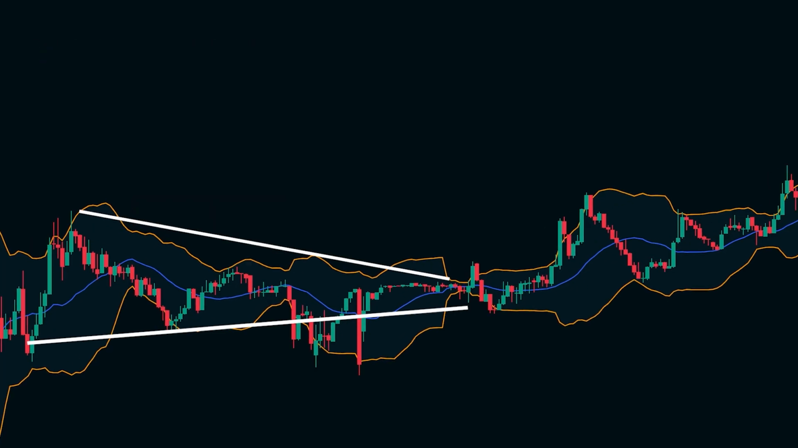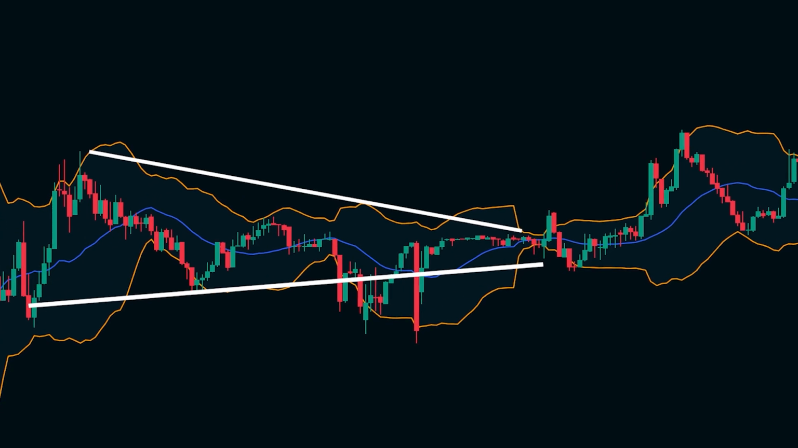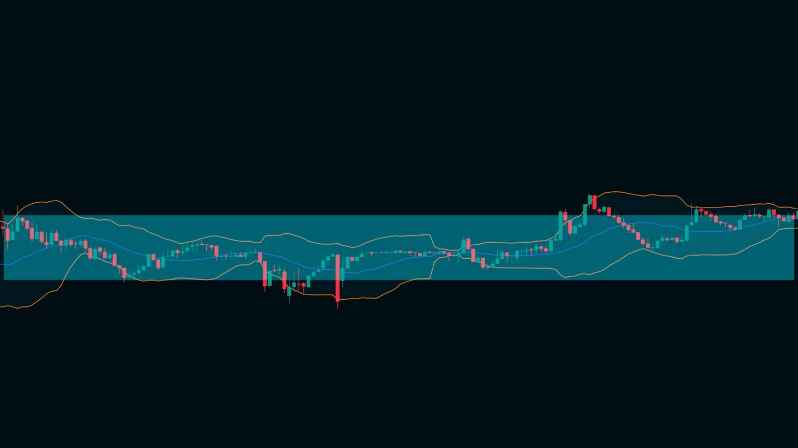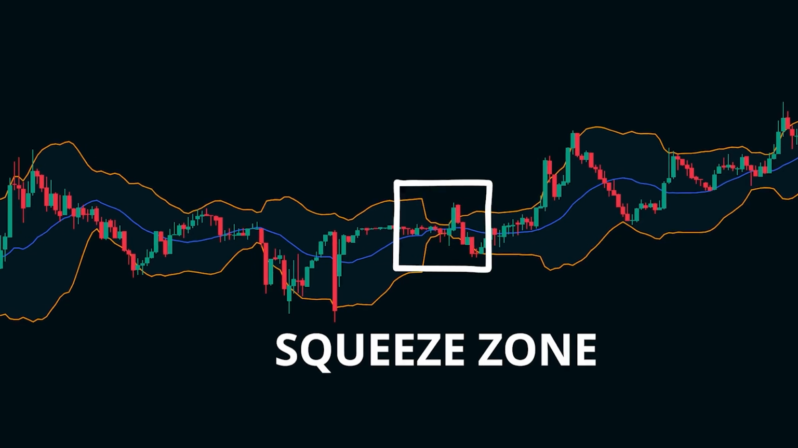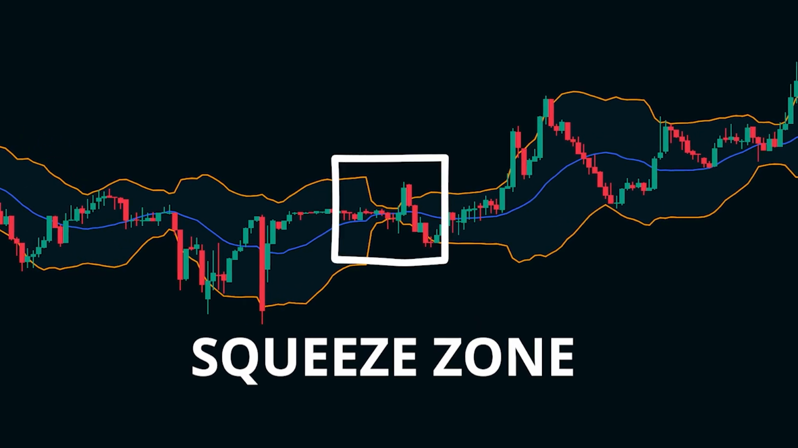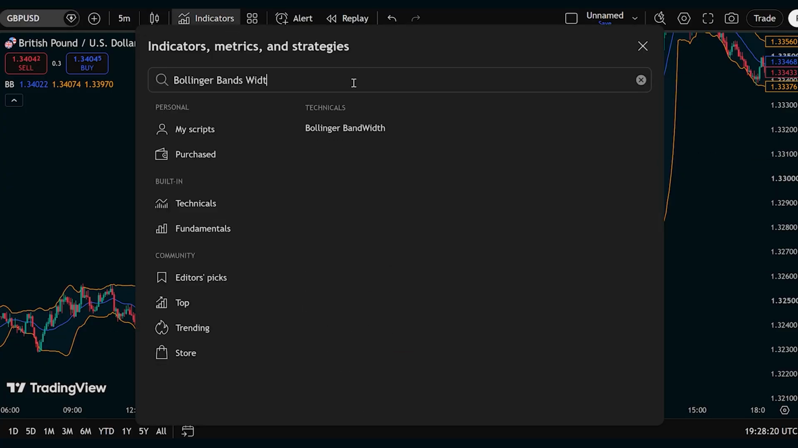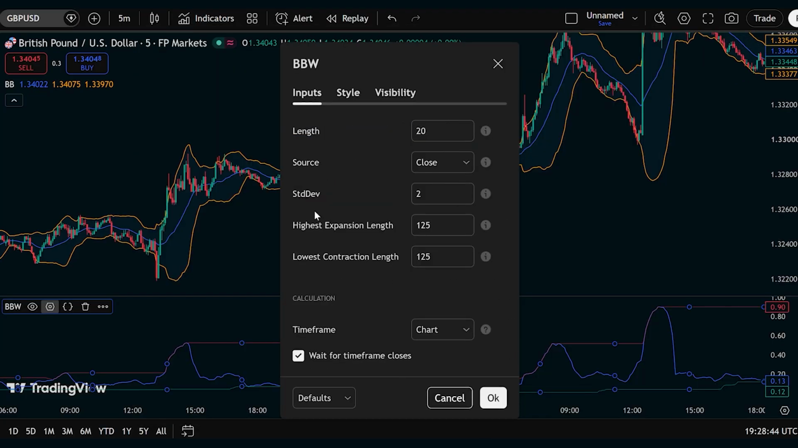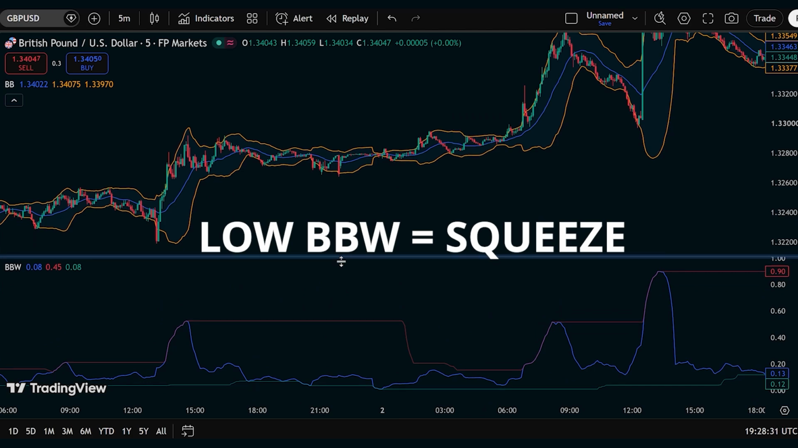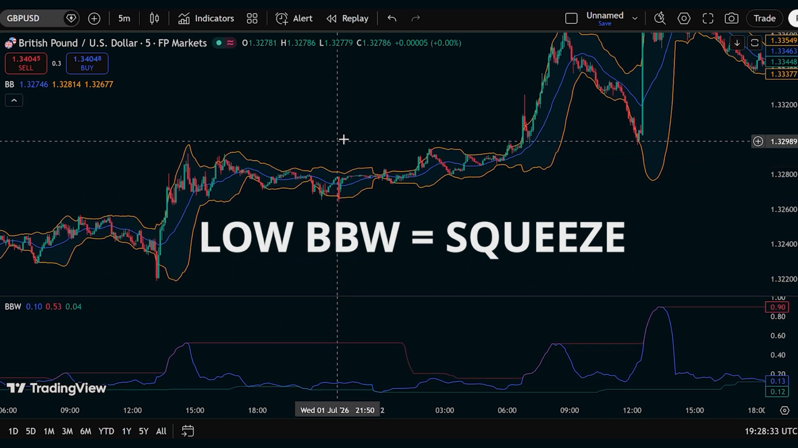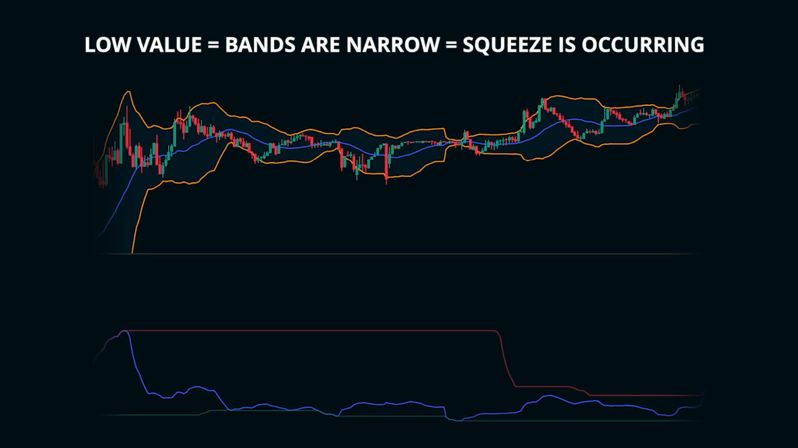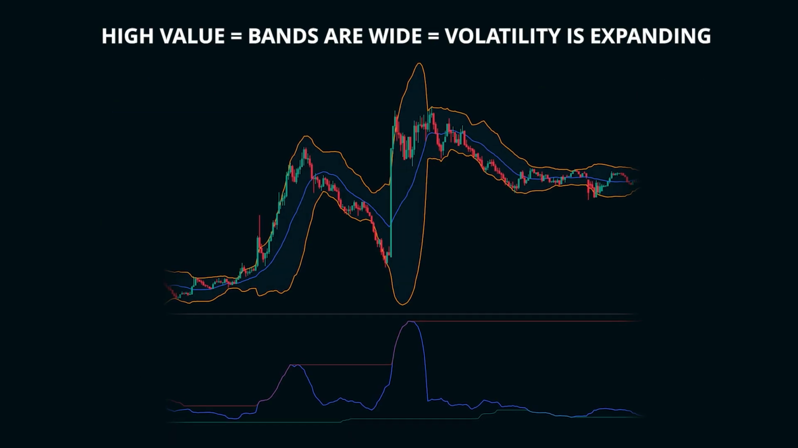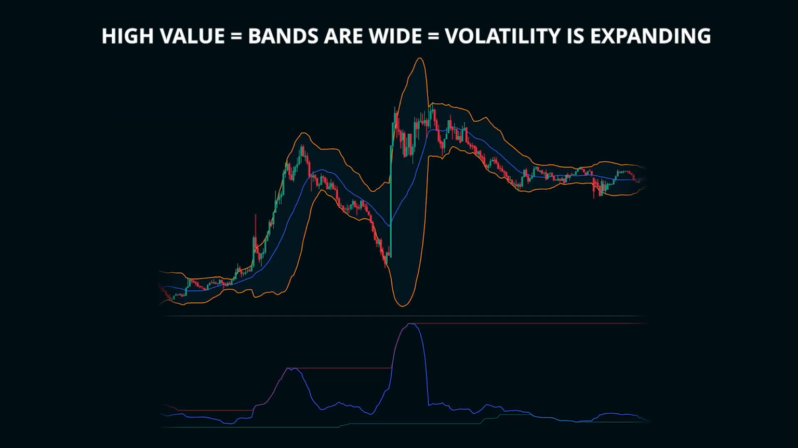You're looking for bands that have contracted significantly compared to their recent range, with the middle band relatively flat and price moving sideways without a clear directional bias. To make the squeeze easier to identify, add a second indicator, Bollinger Bands Width, or BBW. It plots a single line showing how far apart the bands are at any given moment. A low value means the bands are narrow and a squeeze is occurring. A high value means the bands are wide and volatility is expanding.